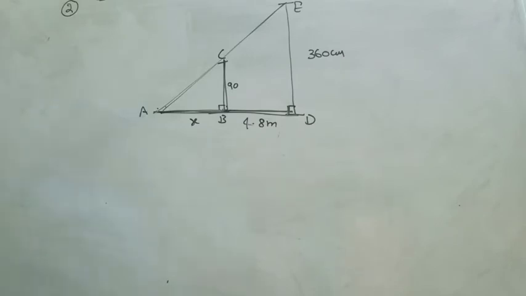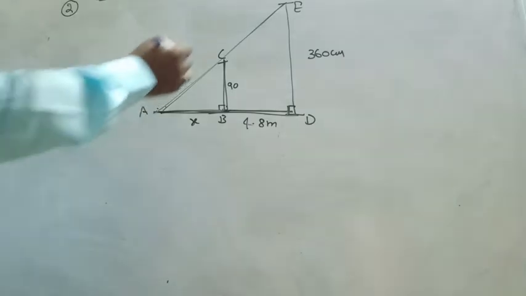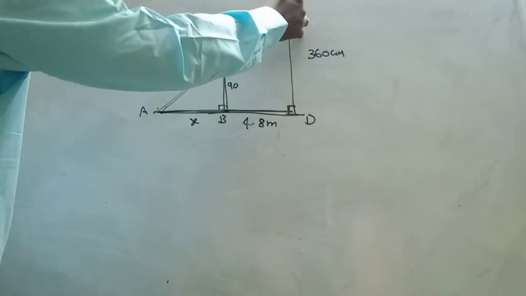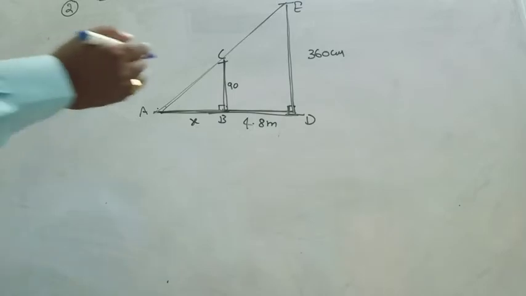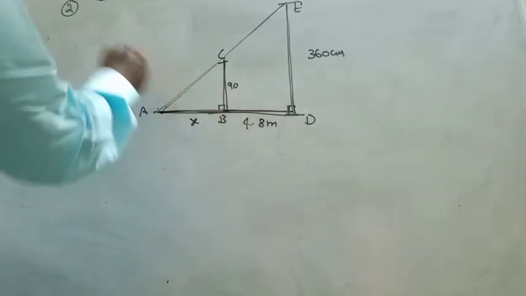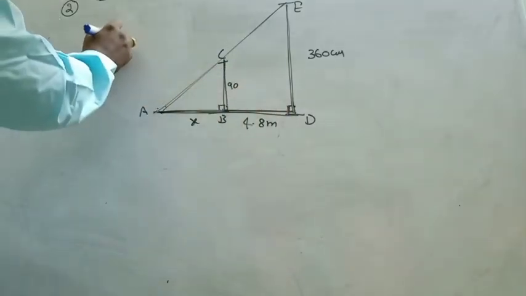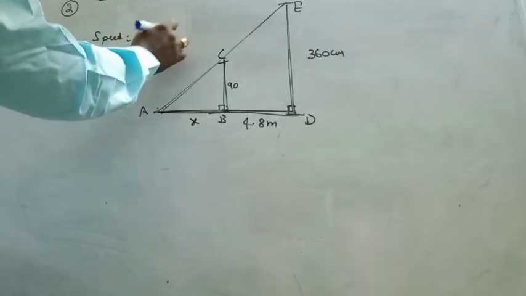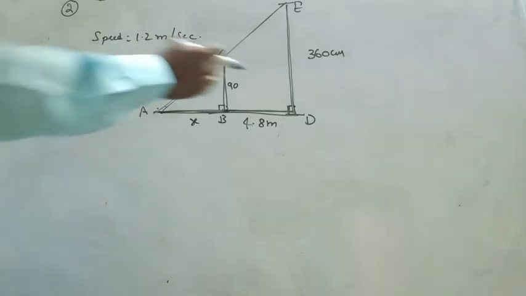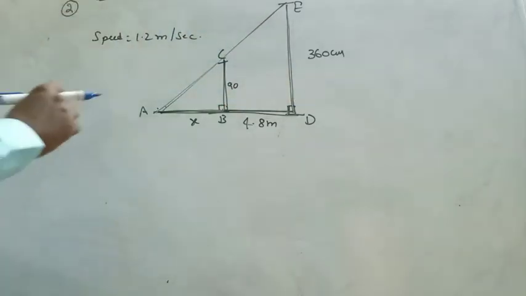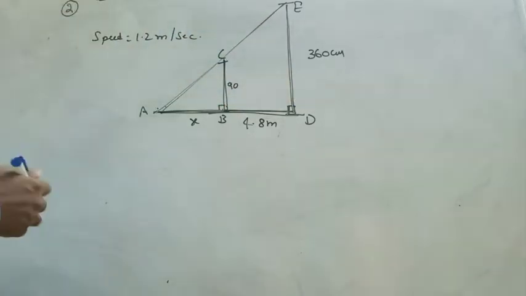See now, my dear students, this problem: a girl of height 90 centimeter and the lamp post height is 360 centimeter, that is, they have given 3.6 meters, right? The girl is walking away from the base of the lamp post at a speed equal to 1.2 meter per second. If the lamp post is 3.6 meter above the ground, find the length of her shadow after 4 seconds.